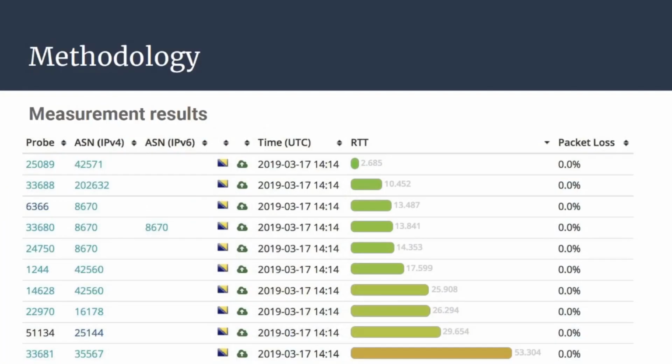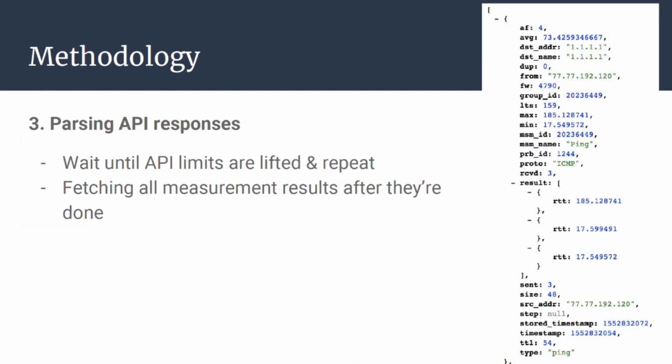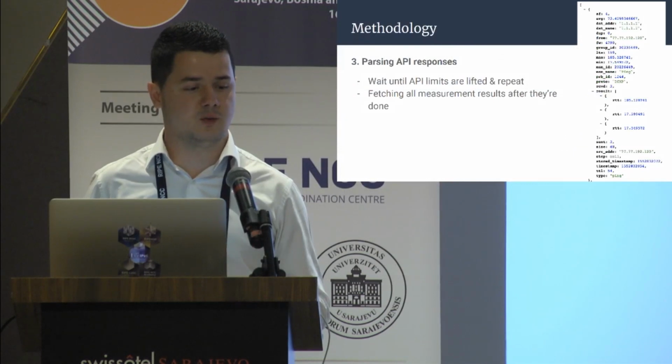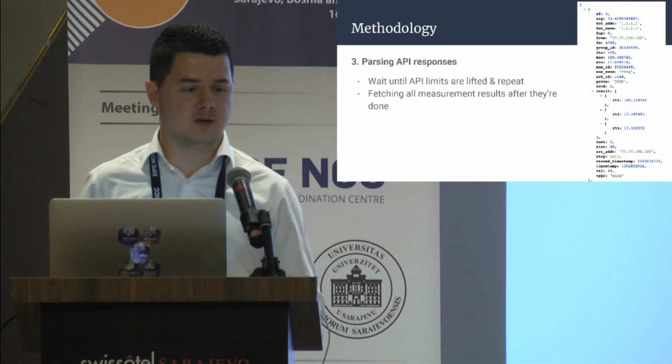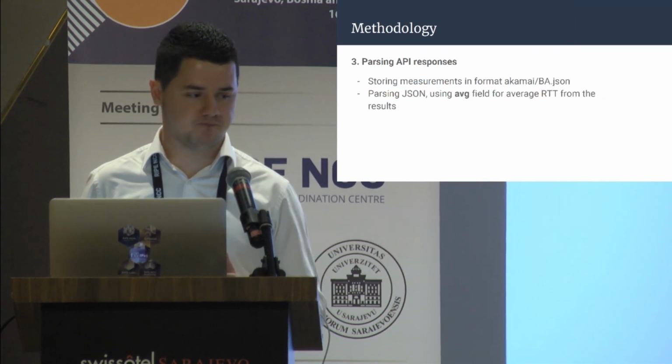From the perspective of one measurement, these would be the results that you would see on the Web UI, with all the probes and related ASN numbers and round trip time for them. There's another way to consume this. We want to parse the API results, which are in nice JSON format. We can use the average field, and if we want, even the best RTT, we can use this from the result array. We just fetch the results and then parse them.